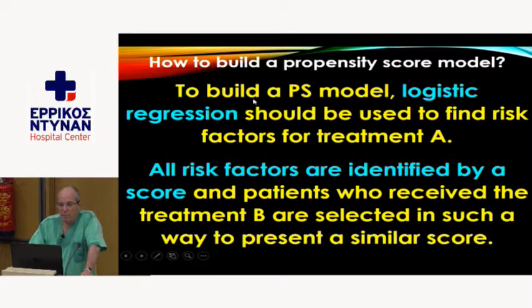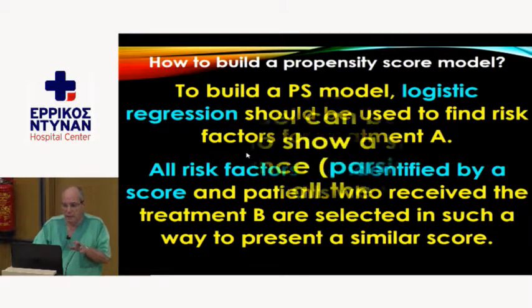To build a propensity score model, logistic regression is used to find the risk factors for treatment A. That is the treatment we want to evaluate, for instance, the use of 2 mammaries. All risk factors are identified by a score, and the patients who received treatment B, in this case, for instance, mammary plus 1 vein or anything you want, are selected in such a way as to present a similar score. So it means that the groups are more or less similar.